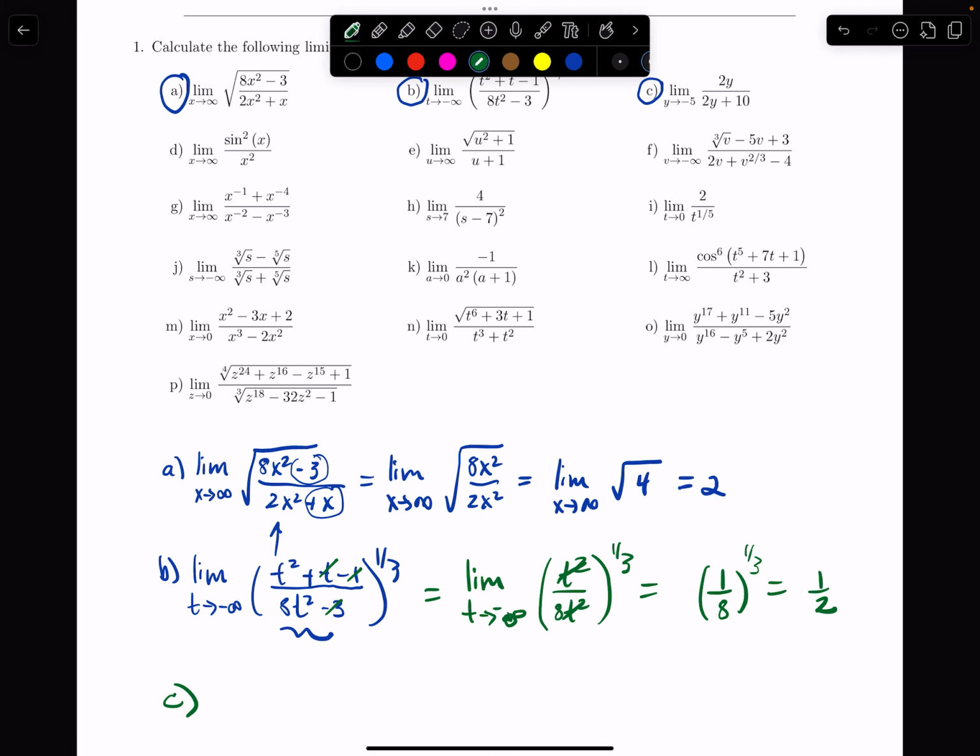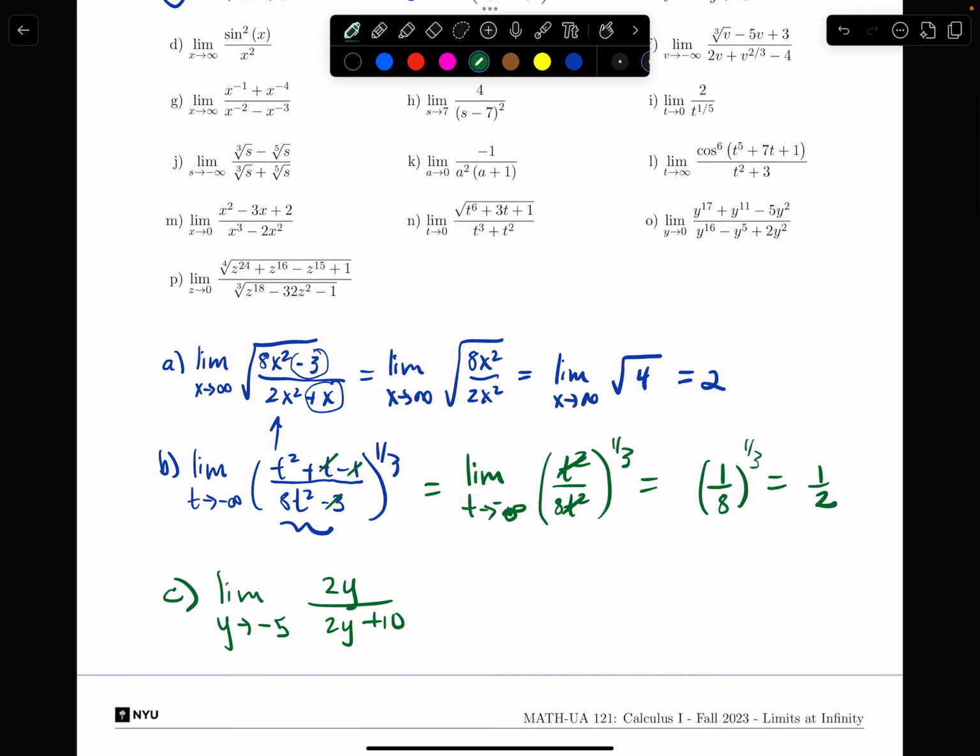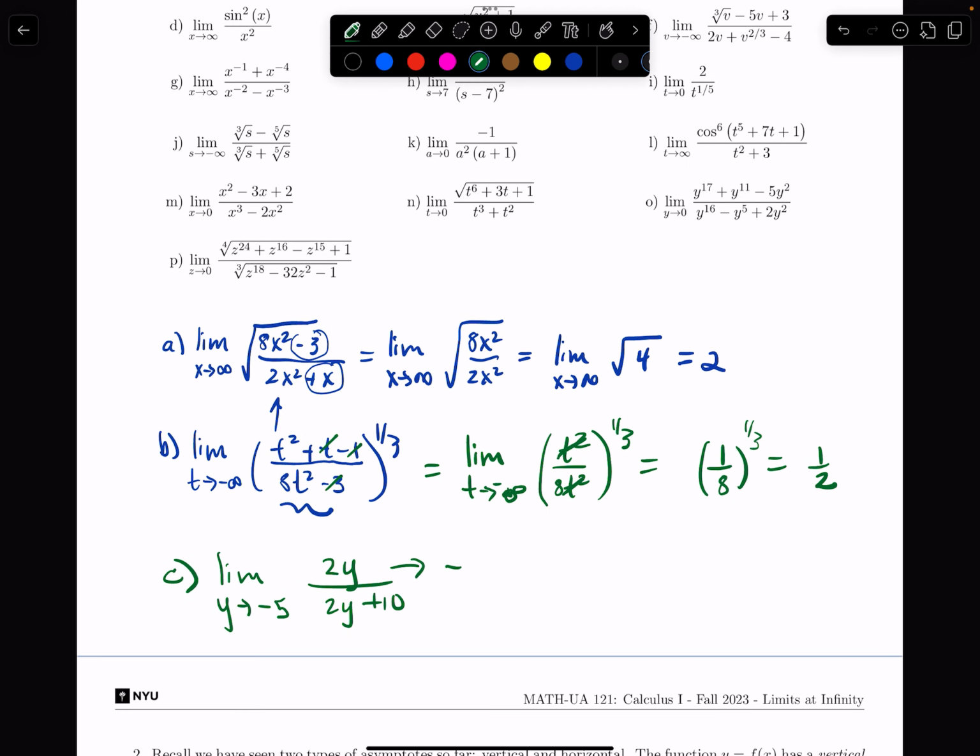All right, let's look at C. C is looking at the limit. This one is not headed towards infinity, but look what's happening in the denominator. As y goes to -5, the top is 2y over 2y plus 10. Now notice the top is going towards -10 and the bottom is going towards 0. So this is going to be an infinity situation. It's either going to go to positive infinity or negative infinity, and so we have to explore what happens on either side of -5. So we're going to look at the limit as t goes to -5 from the left.